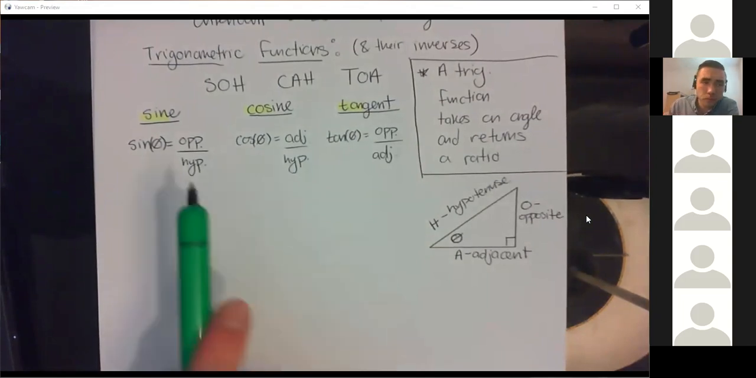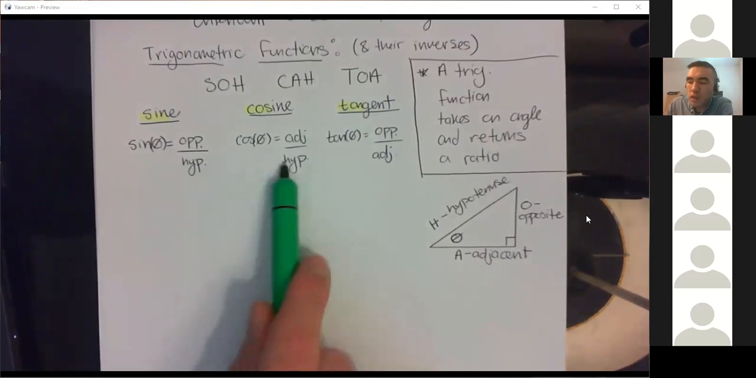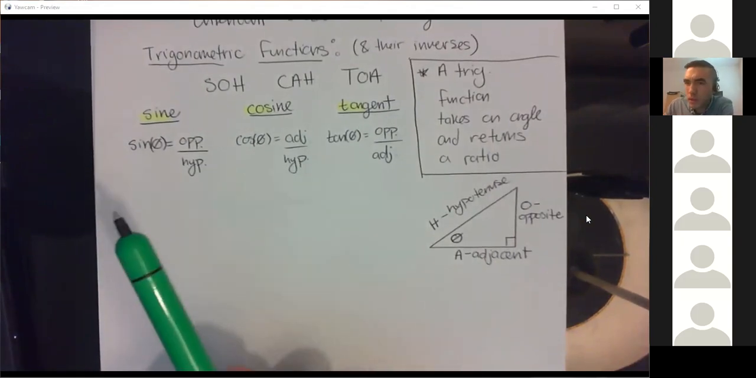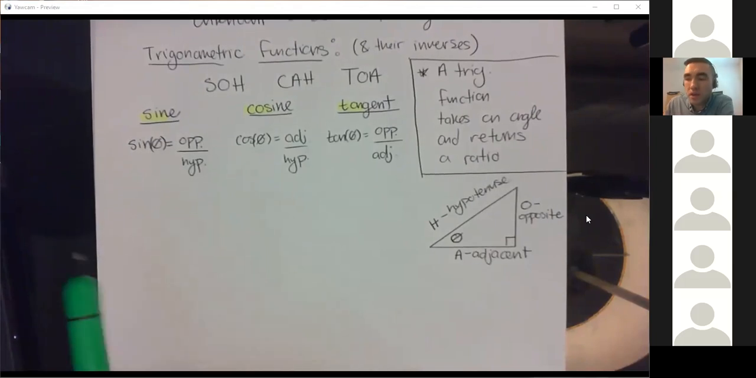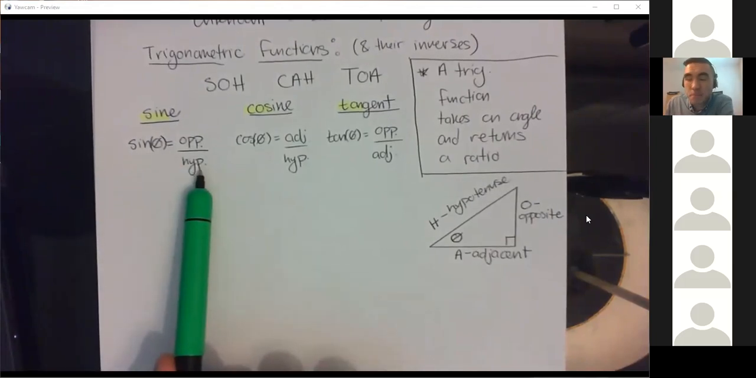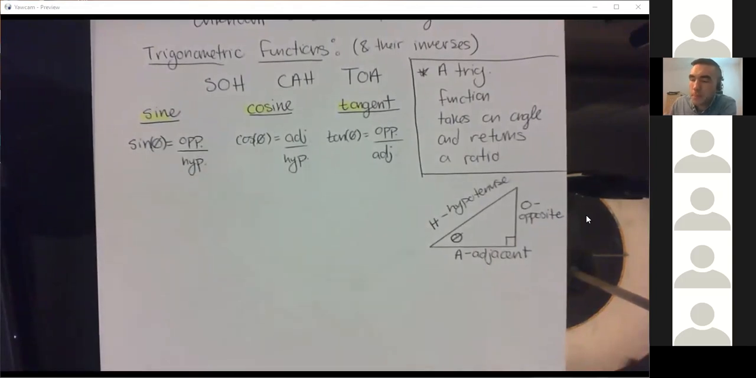And now some interesting stuff that I'll point out that you guys will run into later on in your life. These two ratios both have the hypotenuse in the denominator, and the hypotenuse is always the longest side. So one interesting feature of sine and cosine is the fact that literally no matter what angle you plug in, this ratio that it returns will always be less than 1 because the denominator has to be bigger than the numerator if the hypotenuse is the longest side of the triangle.